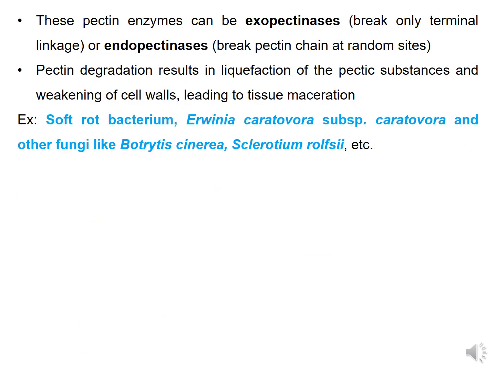And these pectin enzymes can again be of two types: exopectinases, which can break only the terminal linkages in the pectins, or endopectinases, which can break the pectin chain at random sites, that is internal, not at the terminal sites. Internally it can break at a random site, meaning at any place it can break. These are called endopectinases.